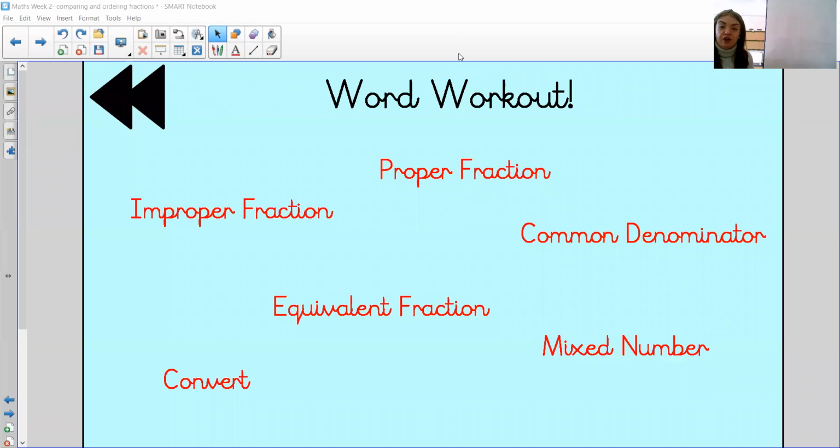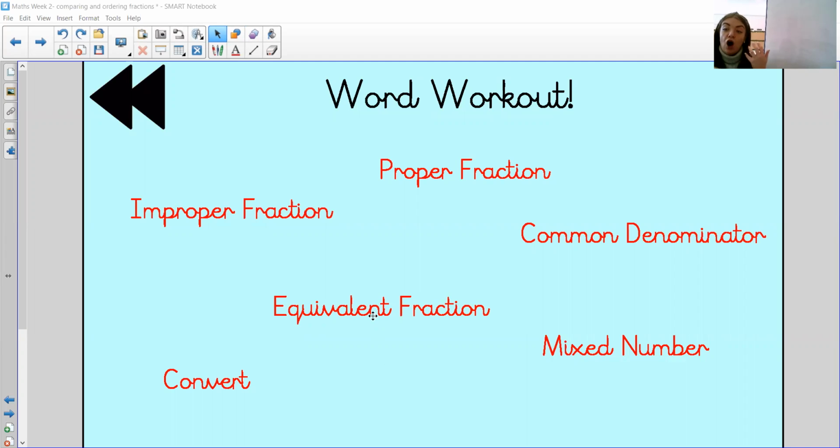So hopefully you've had a little go at those. Let's have a little talk through them. An improper fraction, which I'm hoping you have remembered, is a fraction where your numerator is greater than your denominator. A proper fraction is just a regular fraction that we are all used to seeing, where your numerator is smaller than your denominator. So remember how many equal parts make my whole, and then how many of them you have. Well done to you if you got those.